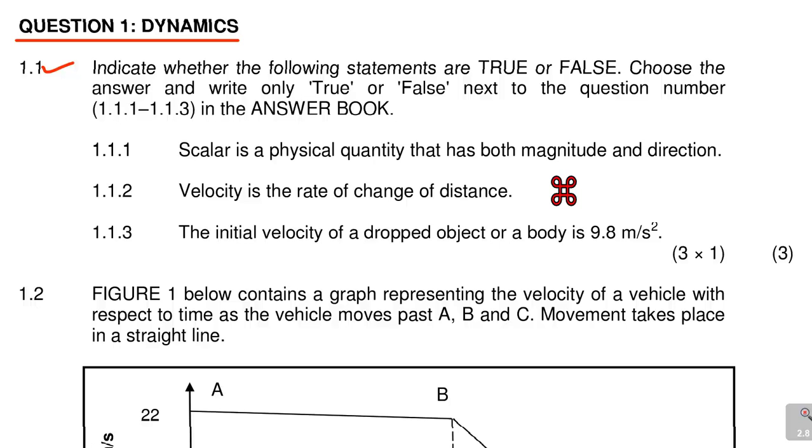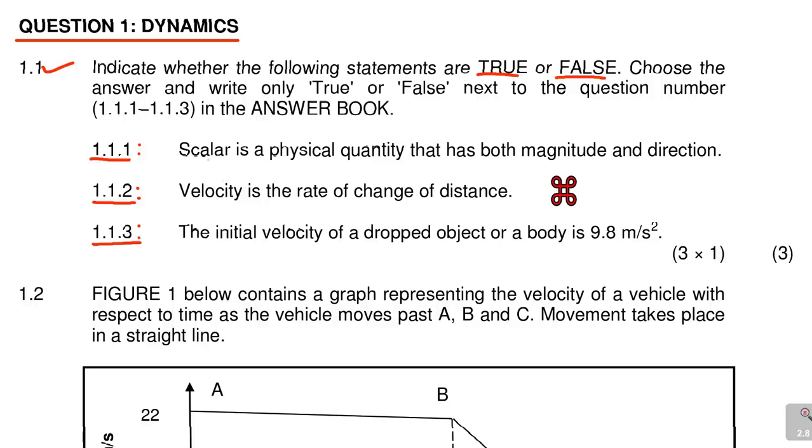The first part of the question is: indicate whether the following statements are true or false. So this is a true or false scenario. Choose the answer and write only true or false next to the question numbers 1.1.1 to 1.1.3 in the answer book. So you go to your answer book, you write 1.1.1, 1.1.2 and 1.1.3, and from there you write the answers, whether it's true or false.